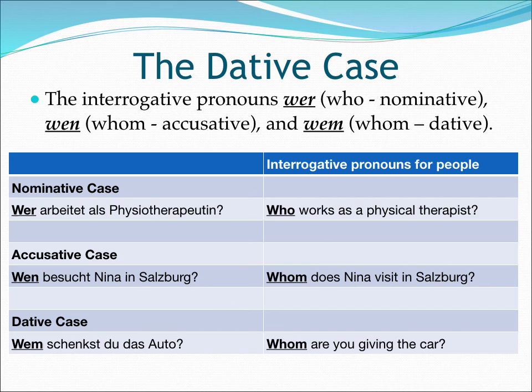Examples: in the nominative, wer arbeitet als Physiotherapeutin, who works as a physiotherapist. In the accusative, wen besucht Nina in Salzburg? Whom does Nina visit in Salzburg? In the dative, wem schenkst du das Auto? Whom are you giving the car?